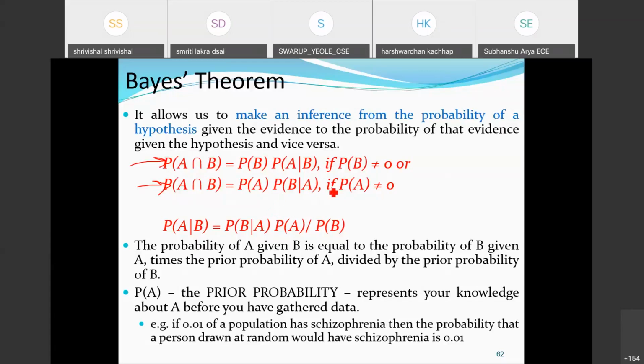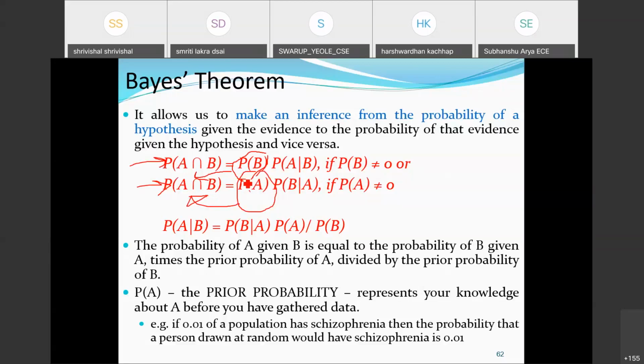And from where this is coming, if I could bring this term to the denominator side: you could see probability of A given B is equal to the probability of A and B divided by the probability of B, and on this side probability of B given A is equal to probability of A and B divided by the probability of A.